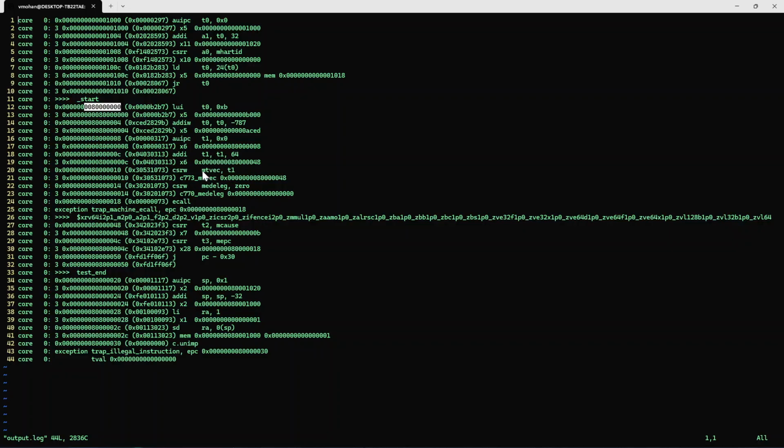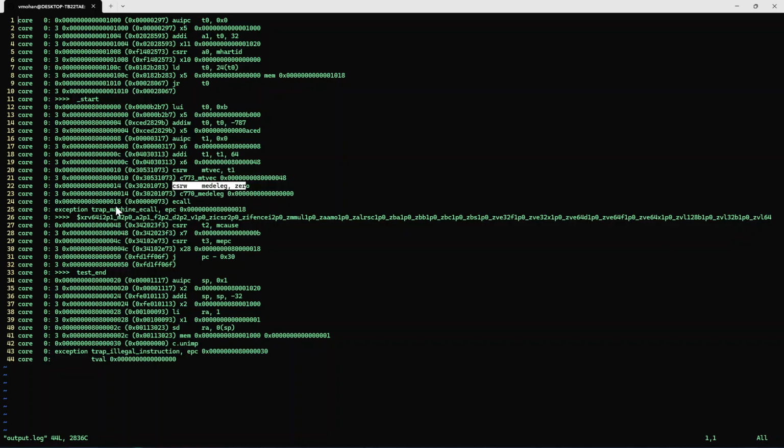One of the first actions in the test is configuring the trap handler. The program writes the base address of the handler, which is 8000048, into the mtvec CSR using the CSR write instruction. It also clears the mideleg CSR.